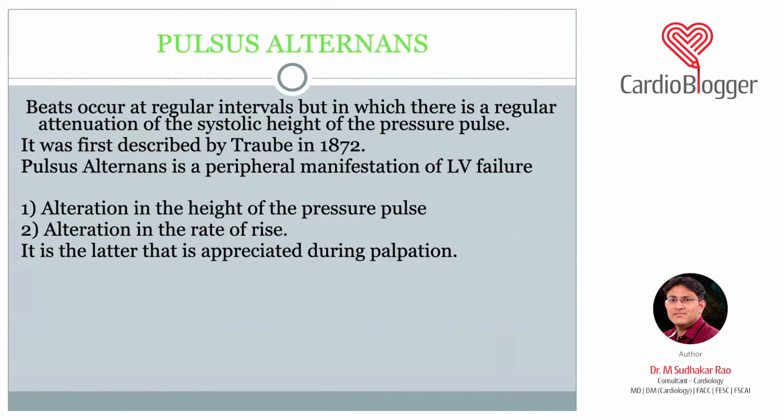Now let's go to the next important pulse, which is a pulsus alternans. Now this is one pulse which you will be seeing in patients with CCF, severe LV dysfunction, heart failure, or rarely in aortic stenosis patients who have LV failure. So what happens is they beat at regular intervals, but there is a regular alternation. So the first peak may be more, the second peak may be less, one more, one less. So this is what is pulsus alternans.